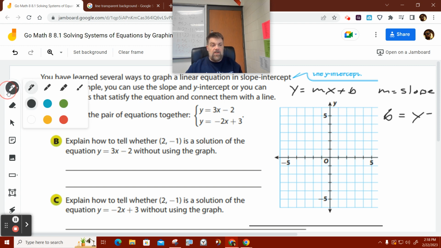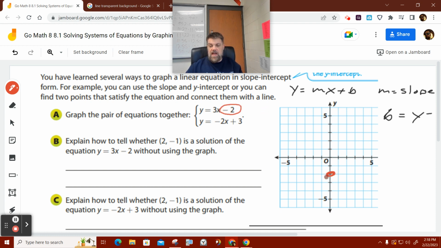In other words, I'm going to graph this first line by hand. I start with the y-intercept always, which is -2. That means I'm going to intersect right here on the y-axis. That's what y-intercept means, at -2. Then from there, my slope is 3, which is the same as 3 over 1. 3 is my change in y.